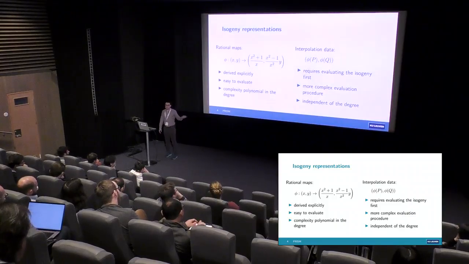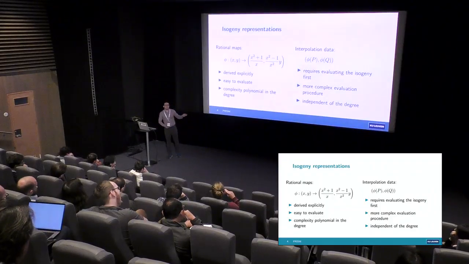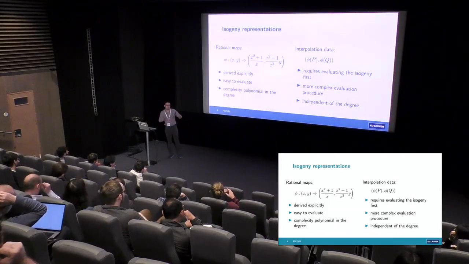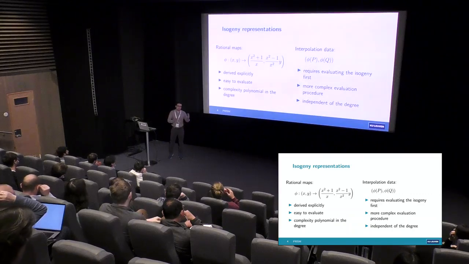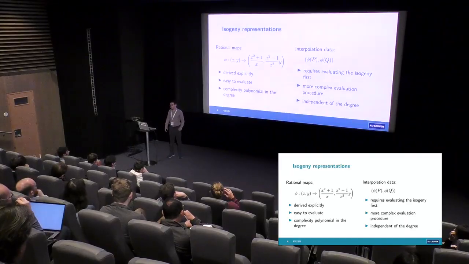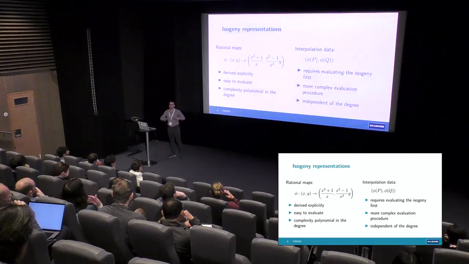Another way, which is more recent and is what Miha's talk was about, is using interpolation data. So it turns out that if I give you the image of an isogeny on 2 points, which cannot really be any points, but we can think of them as any 2 points, if I give you the image on those 2 points, then you can evaluate the isogeny on every other point. And this is kind of how interpolation works.